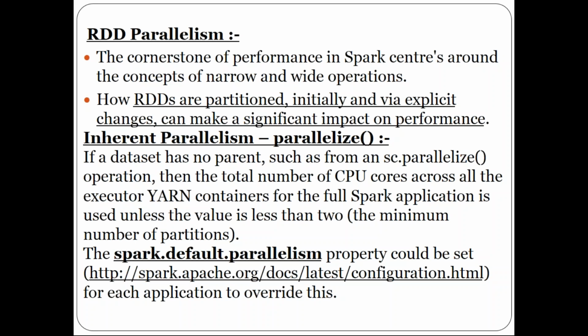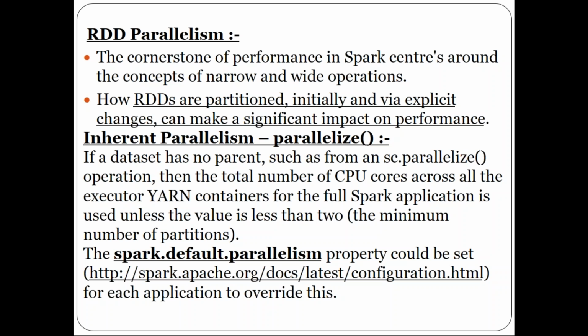Now, if a dataset has no parent, such as one formed by sc.parallelize. What is sc.parallelize doing? It takes the elements you define and forms an RDD out of them. It is not a paired RDD, it's just an RDD. If it is a paired RDD, you get key-value pairs: you change your elements into an RDD, and to that RDD you assign a word comma 1, so the key will be your word and 1 will be your value. Here we are talking about parallelize only.